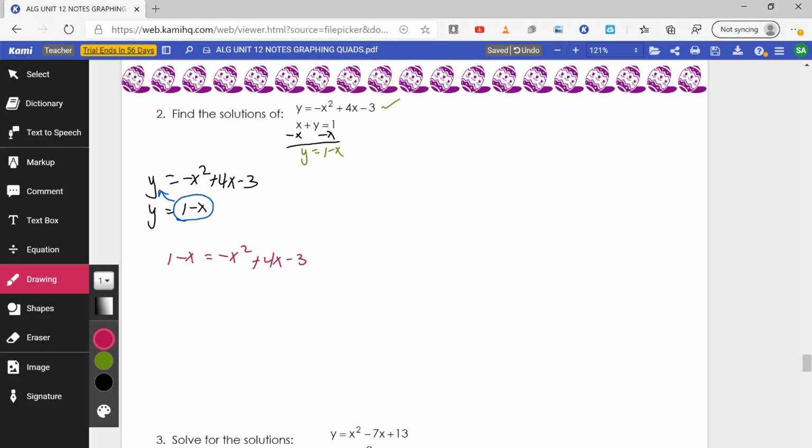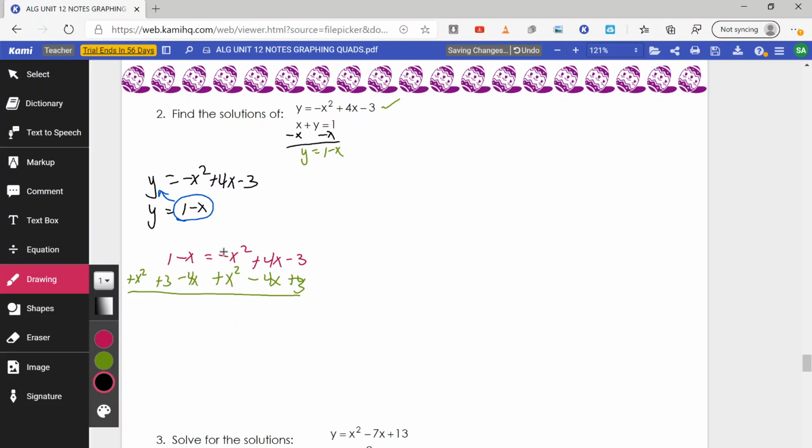Now, what we want to do here is make sure that the x squared is positive because that's going to make our life a little bit easier. So with x squared being negative, I want to add x squared. And because I'm moving this side over, this entire side has to be moved over. So I'm going to add x squared, I'm going to subtract 4x, and I'm going to add 3. So I'm going to do the same thing on the other side and line everything up: add x squared, subtract 4x, and add 3.